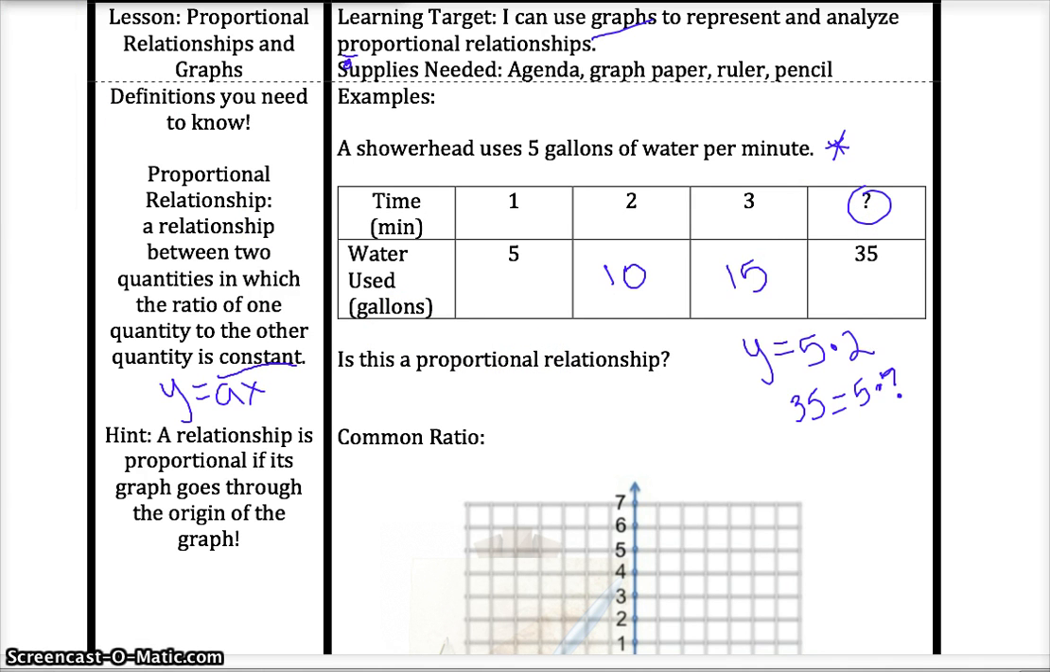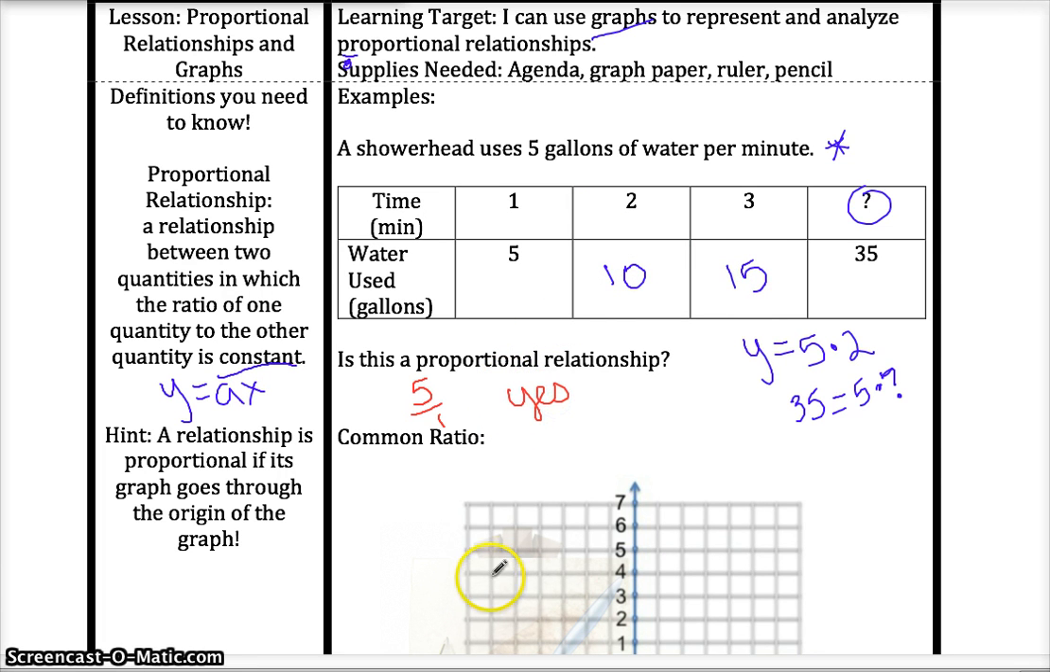And remember, for a proportional relationship to be a proportional relationship, you have to be able to write the constant as a ratio over 1. So in this time it's saying 5 gallons of water per minute, so 5 over 1. And then we have to look, does that hold true for all of these minutes and all of these gallons? And yes, it does. So this is a proportional relationship.